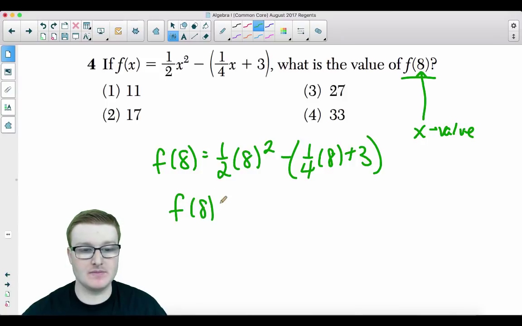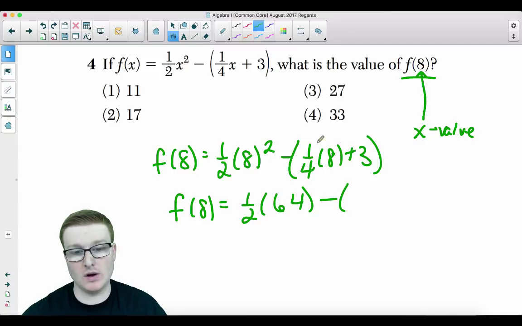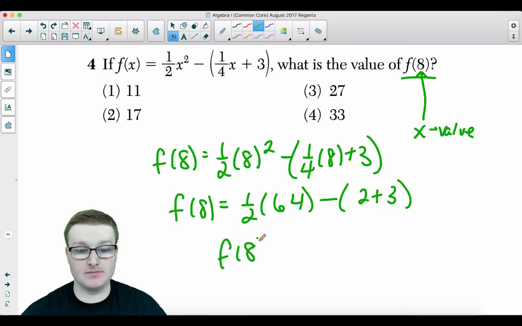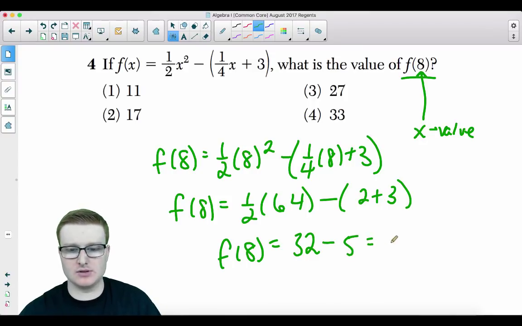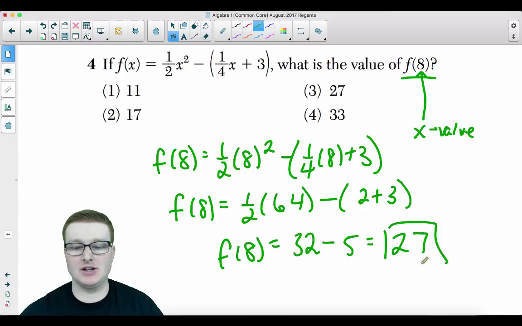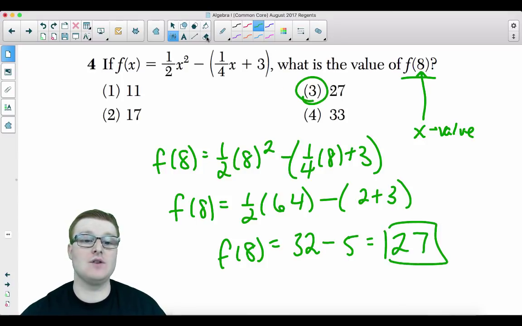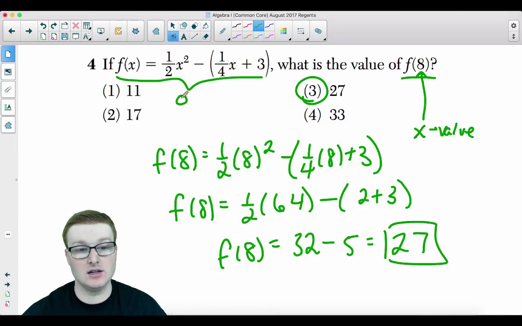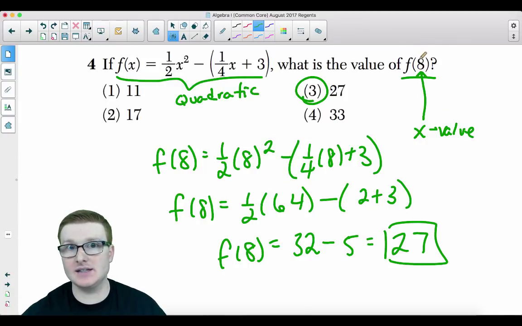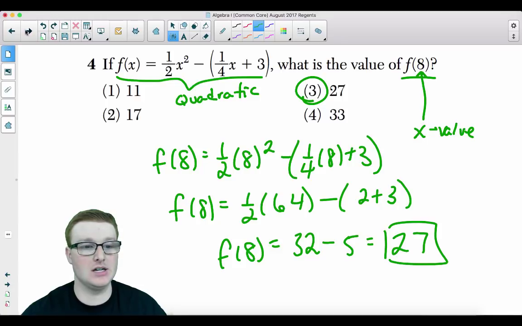So we got f of 8 is equal to 1/2 times 64 minus, in parentheses, 1/4 of 8, that's just 2, plus 3. Okay? F of 8 is equal to 32 minus 5, and that will yield a result of the number 27. That is your answer. Your answer is choice 3. Now, if you want to, you could also go ahead and graph this, because this actually is a quadratic. If you graph the quadratic and you click on your table of values and go down to 8, you'll get the answer 27. That's another way to do it.